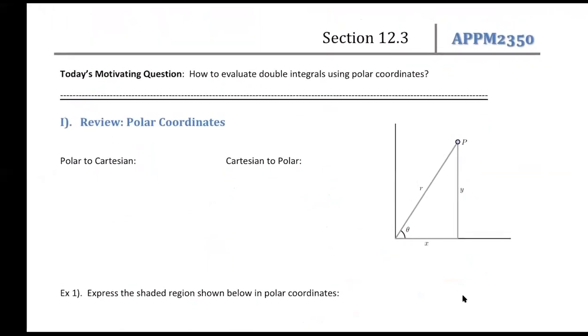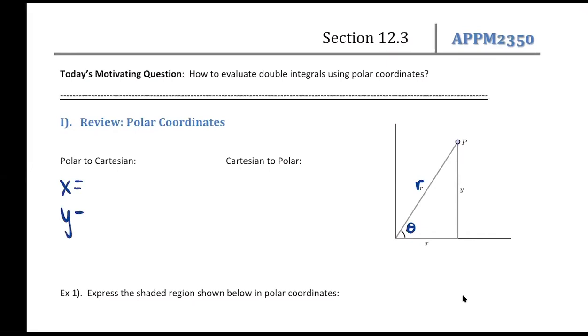So a quick review, what are polar coordinates? R is just going to be our signed distance from the origin. I'm saying signed because technically we can define r to be negative, just like we can define x or y to be negative. And then theta is going to be this angle from the positive x-axis.